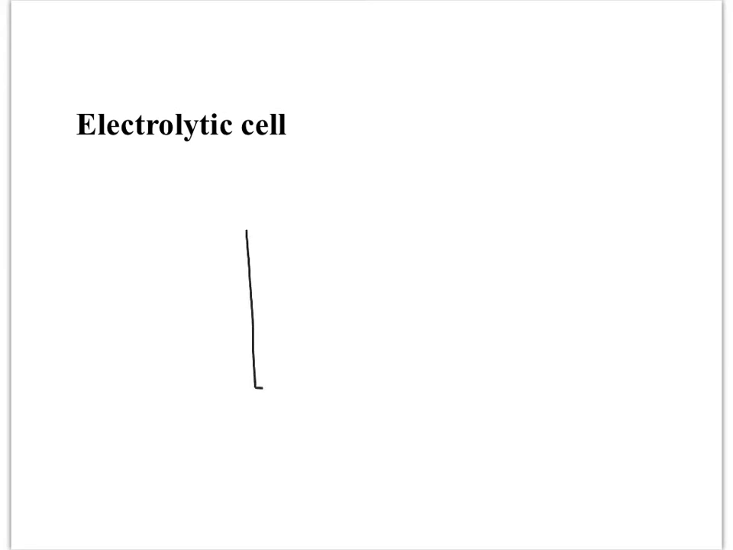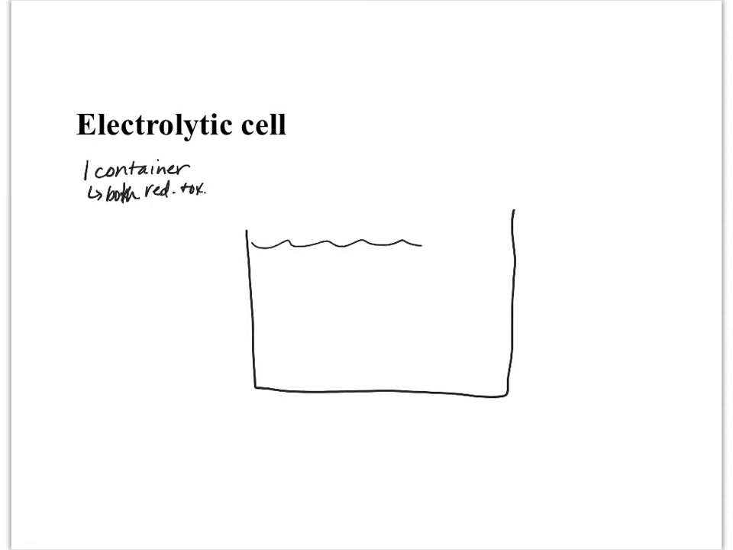So for an electrolytic cell, you're going to have one container. In that container, you're going to have both the reduction and oxidation occurring. You will have a solution. You need a solution in order for particles to be moving. You will have a power source.